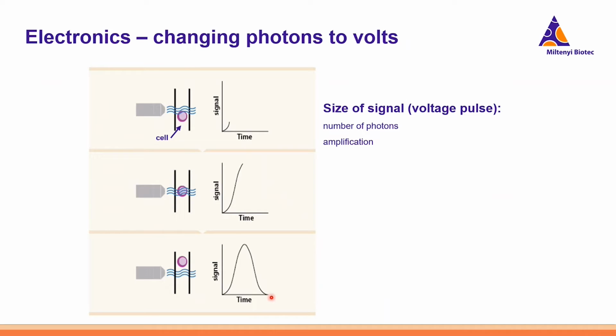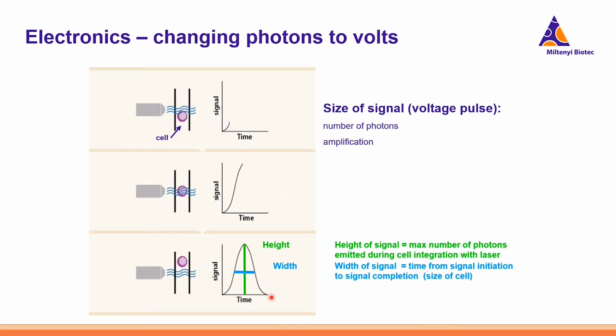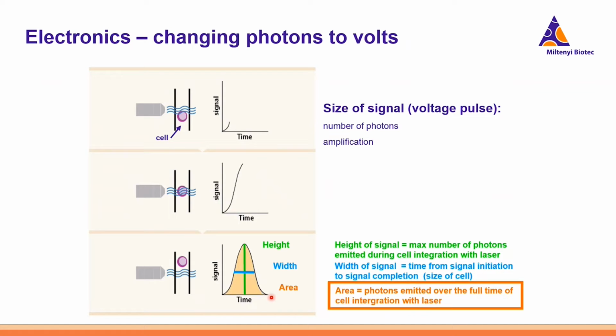And so there are different measurements we can do from this signal. We can take a look at the height, which is the maximum number of photons that were emitted during that cell interrogation with the laser. You could also look at the width, which is the time from the signal initiation to the signal completion. And you can also look at the area, and that's the signal that most people take a look at, which is the full area and the full quantity of photons that are emitted over the full time as the cell is interrogated with the laser.